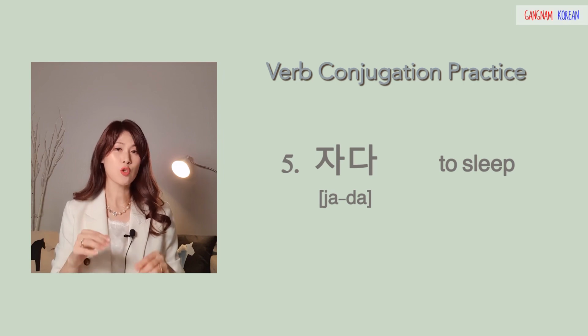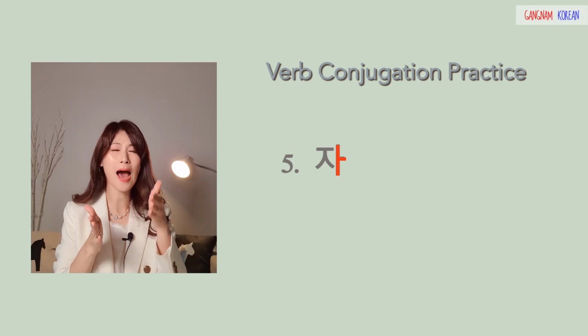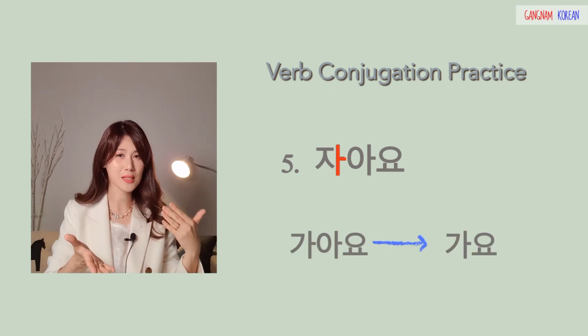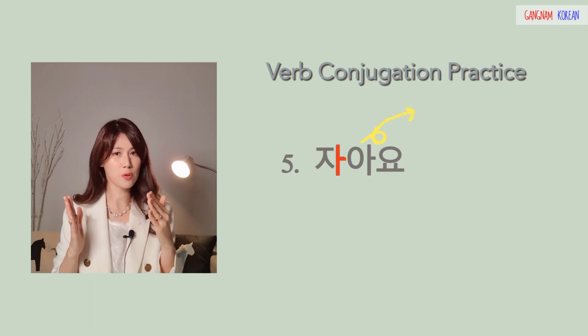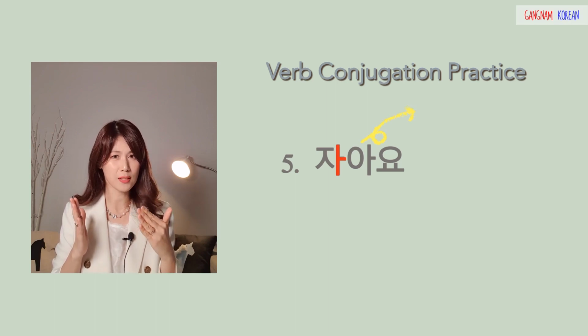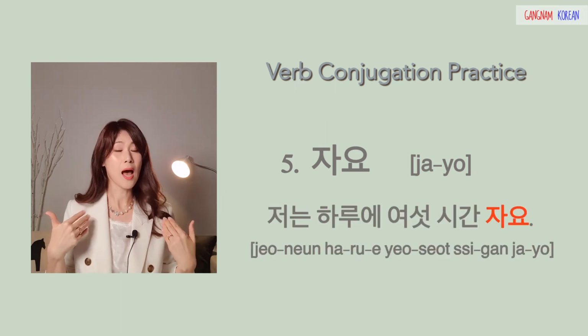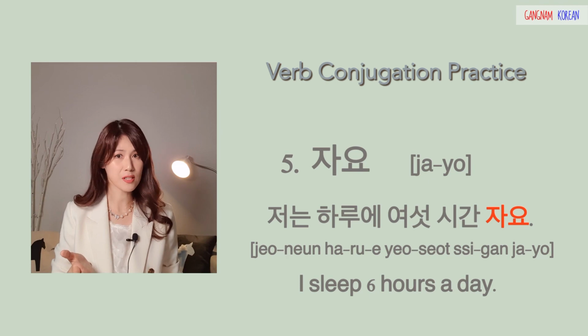Number 5, 자다. To sleep. You remove the 다, you have 자, which has the vowel a. So you need the ending 아요. 자아요. Just like 가아요 becomes 가요 by taking out an a, you also need to remove the second a, which is redundant. So it's 자요, not 자아요. 자요. 저는 하루에 6시간 자요. I sleep 6 hours a day.